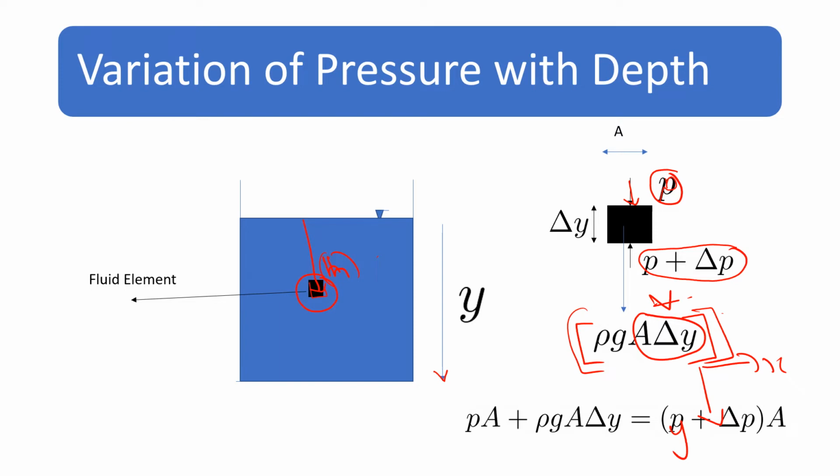So if you write a force balance equation for that fluid element, since the fluid element is at rest, we will get an equation like this. That is P into A, the pressure force acting downward, and rho g A into delta Y, the weight of the fluid element acting downward, and also P plus delta P into A, the pressure force acting upward. So we will do a force balance equation.